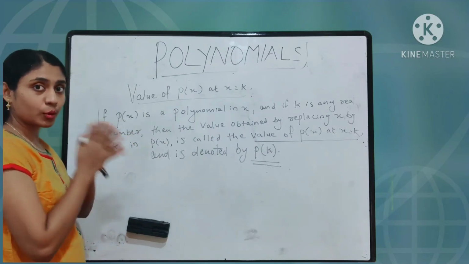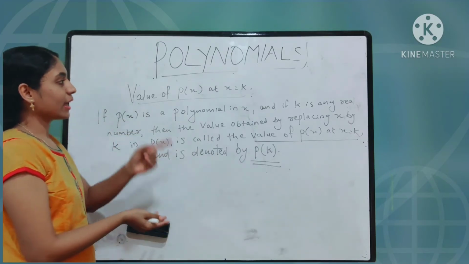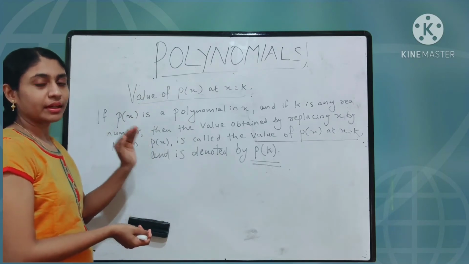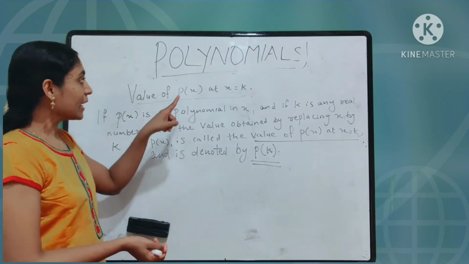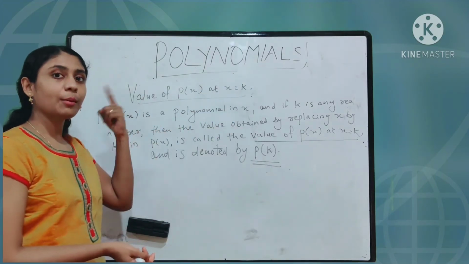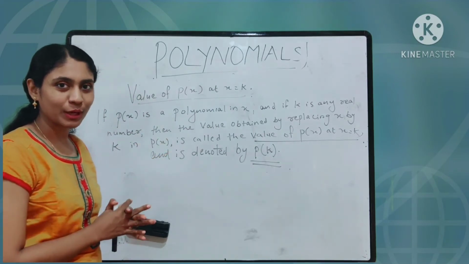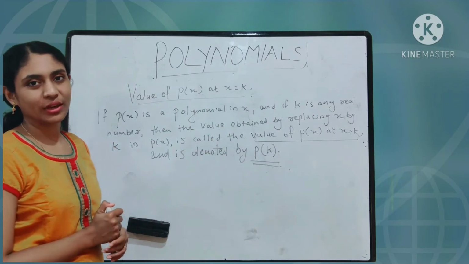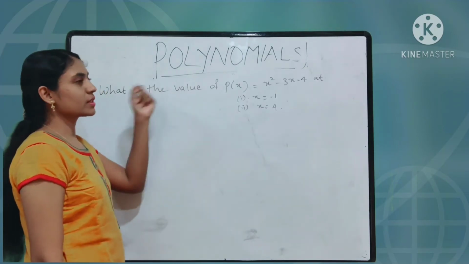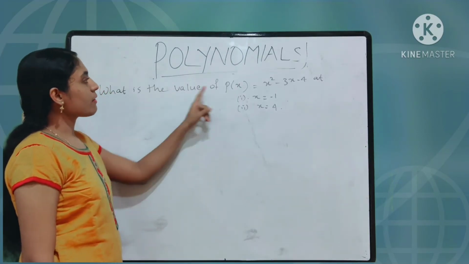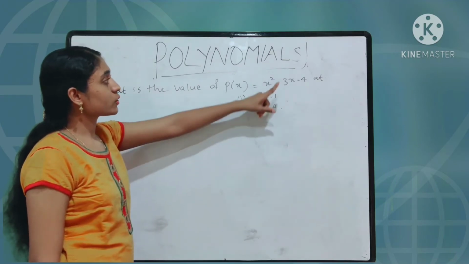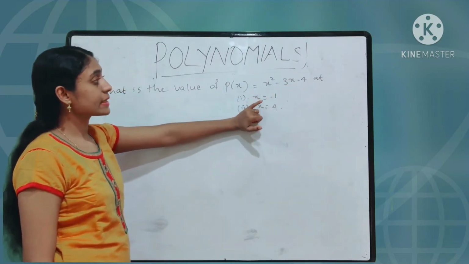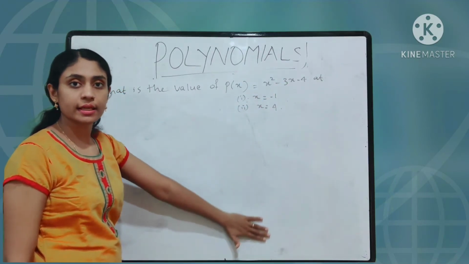If p of x is a polynomial in the variable x, and if k is any real number, then the value obtained by replacing x by k in p of x is called the value of p of x at x is equal to k, and is denoted by p of k. See friends, let's do this question now. What is the value of p of x is equal to x square minus 3x minus 4 at x is equal to minus 1 and at x is equal to 4?